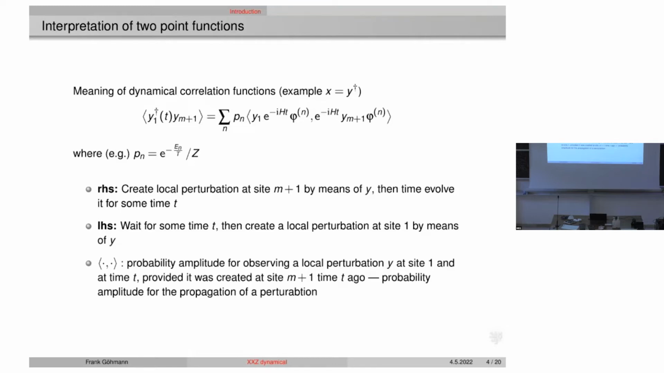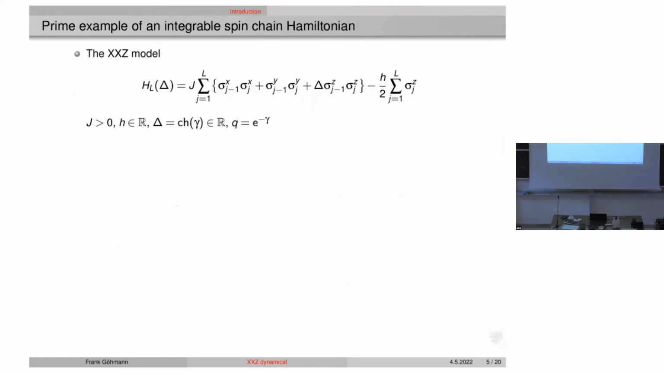Then, taking the scalar product in quantum mechanics, if you look, say, in the Feynman lectures or something like that, means, well, if you have a scalar product between 2 states, psi and phi, it means to measure psi once you have prepared phi. So here it is the probability amplitude for observing a local perturbation Y at site 1 at time t once it was created at site m+1 time t ago. So the probability amplitude for the propagation of a perturbation. This is the meaning. It is familiar to those people who are working on that, of course, but as I said, not everybody is doing it, so I wanted to explain this again.